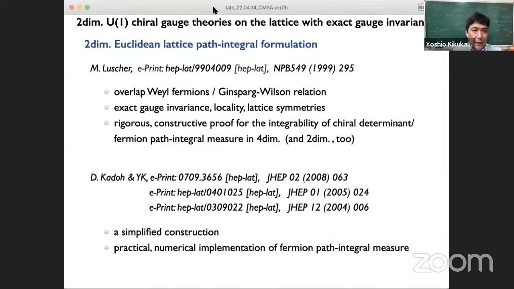On the other hand, there are several works in the formulation in the two-dimensional lattice path integral formulations. And the very old but very nice work is done by Martin Lüscher. And actually, he gave a rigorous proof that four-dimensional abelian chiral gauge theory with anomaly-free content can be put on the lattice with exact gauge invariance and other basic requirements such as locality, lattice symmetry, and so on. So as for the abelian chiral gauge theories, the question of how to formulate the chiral gauge theory non-perturbatively is actually solved. Okay. But the construction itself is not so easy.